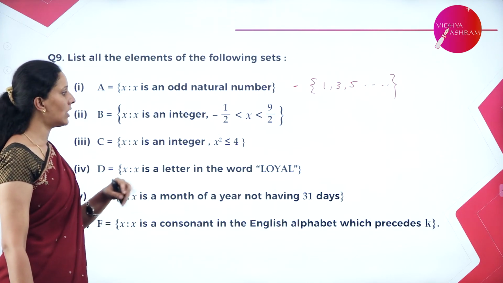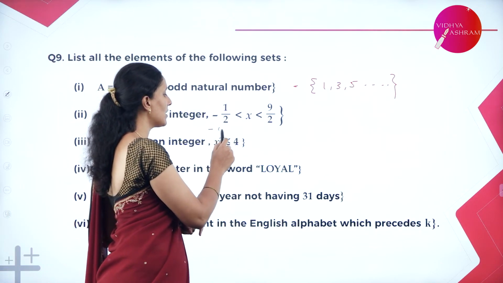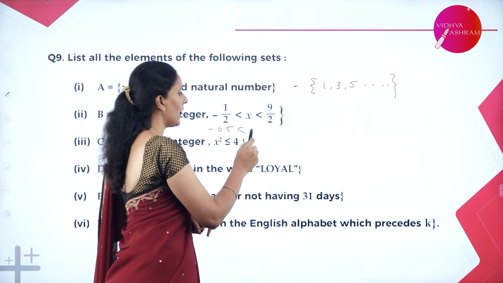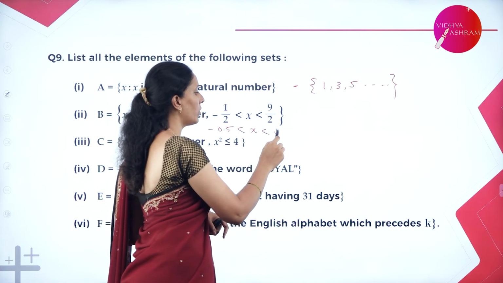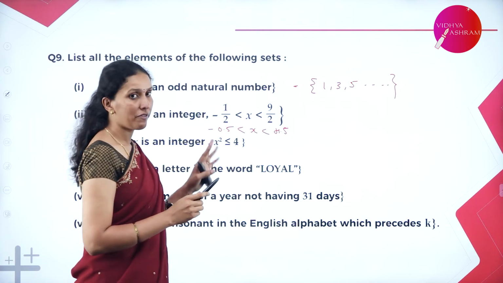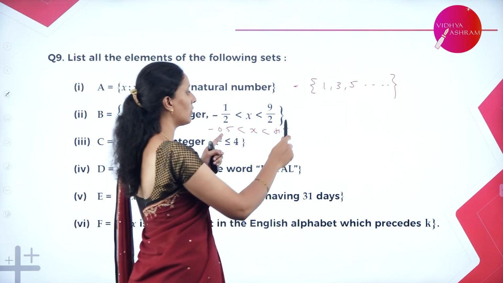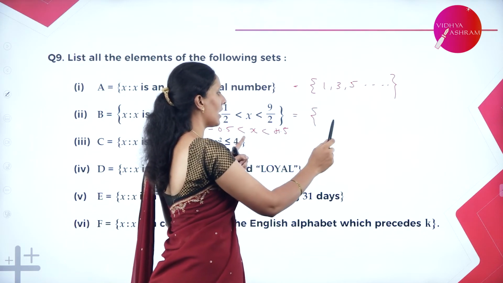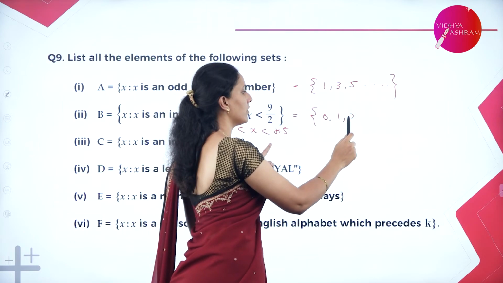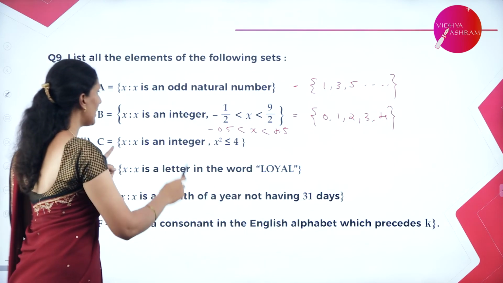Next, x is an integer between minus 1 by 2 and 9 by 2. Minus 1 by 2 is minus 0.5, and x should be an integer. 9 by 2 is 4.5. Clearly we know minus 0.5 and 4.5 are not integers. We need to write the integers between them. So therefore the answer for this is 0, 1, 2, 3 and 4, because clearly they have said that x is an integer.